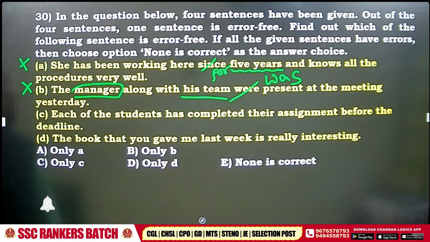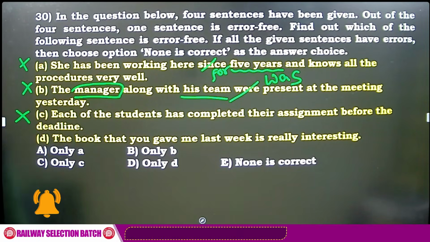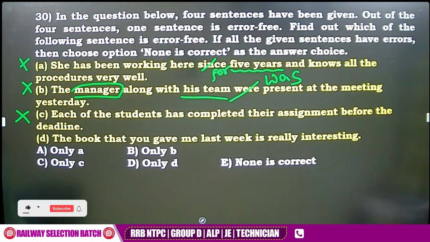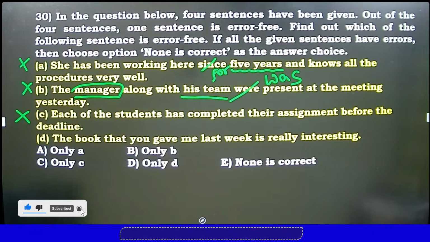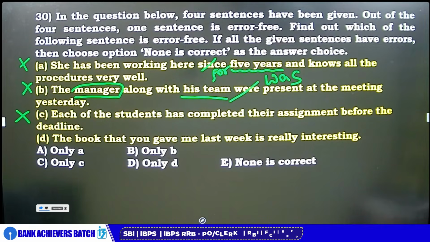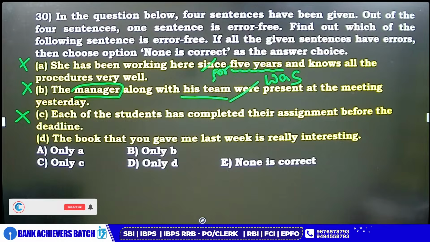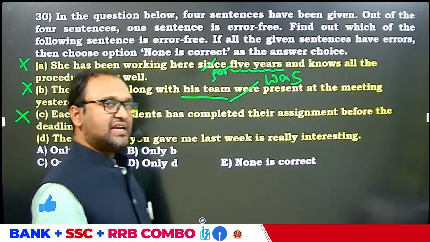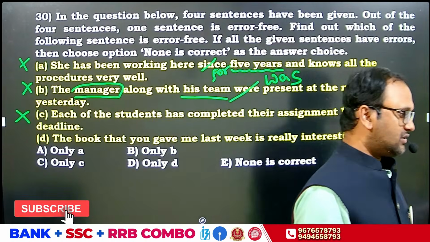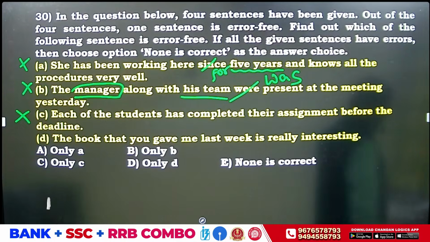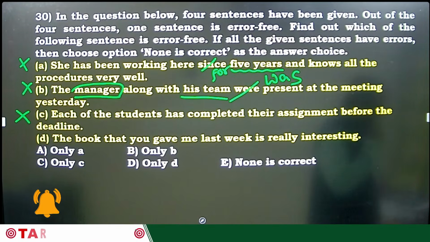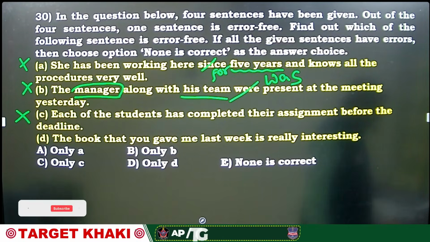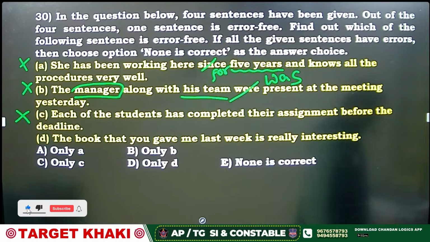Now can you tell me why C is wrong, my dear friends? Each of the students has completed their assignment before the deadline. Why? Anybody can tell me why C is wrong? Yes, Saivardhan. Sharanya, why is C wrong? Yes, Swapna, why is C wrong?